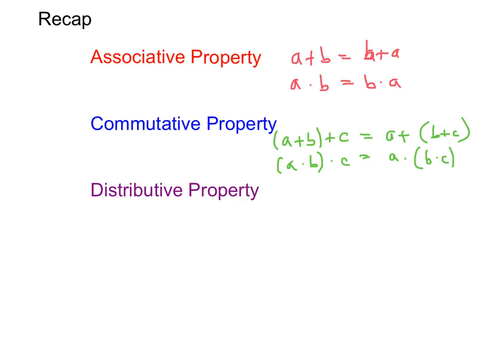And then our distributive property is kind of the combination of addition and multiplication, which we can't really do anything with. And so if we have an a on the outside of b plus c, that gives us a times b plus a times c. And that's going to do it for this part of today's lesson.